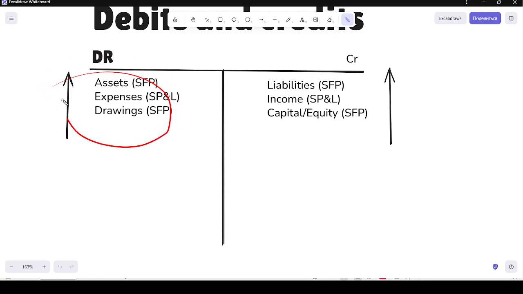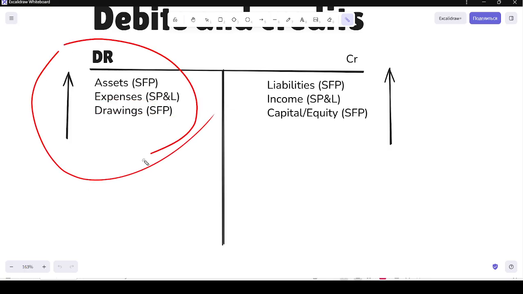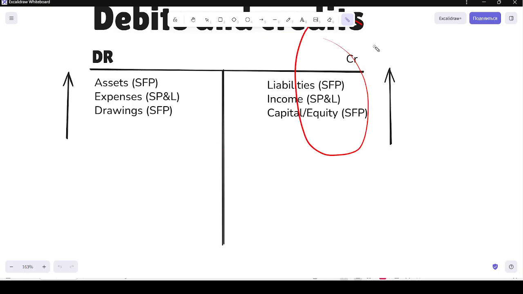Assets, expenses, and drawings are written on the left side when they increase. If you want to increase an asset, you need to write it on the left side. If you want to decrease assets, expenses, or drawings, you need to write on the opposite side, the credit side. For liabilities, income, and capital and equity, it is the same thing in reverse. If it is understandable, we will go through some examples.